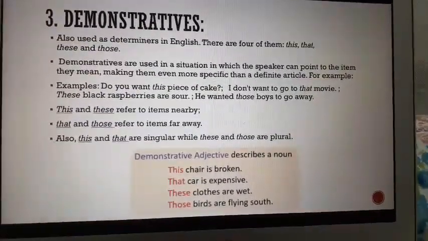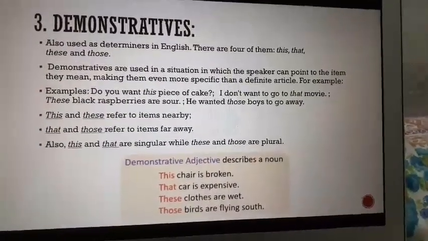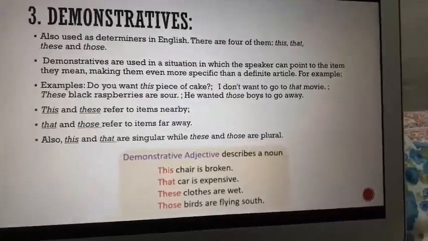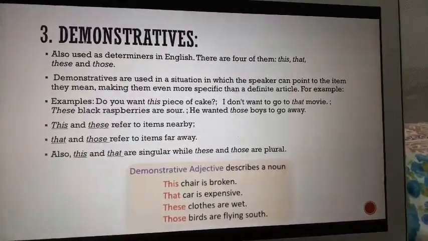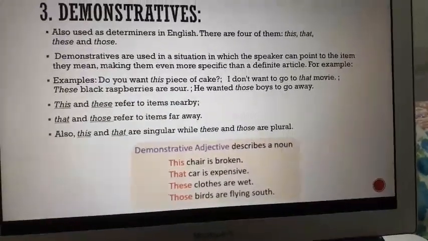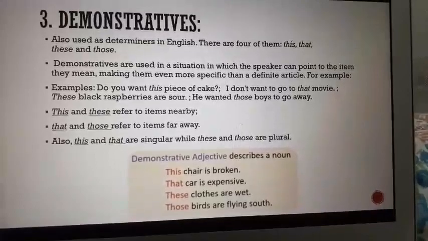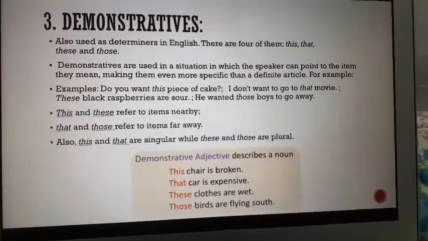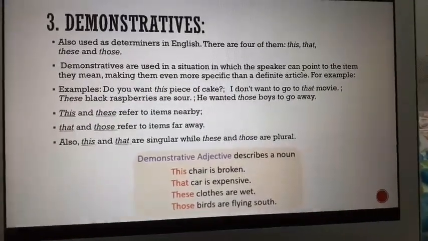Demonstratives. Now you also use them as determiners in English. There are four types of these that you use. Demonstratives are used when you're showing something, when you're talking about something. This book, that shop, these mangoes, those people. So you're talking about things, or when you're trying to show something, then you use these demonstratives. Now demonstratives are used in a situation in which the speaker can point to the item they mean, making them even more specific than a definite article.